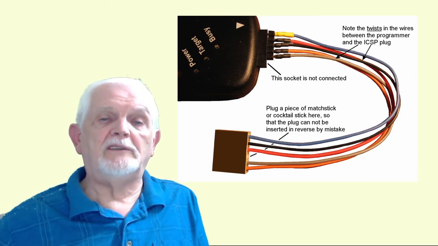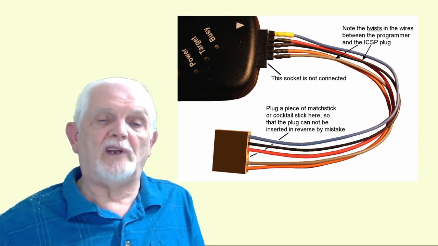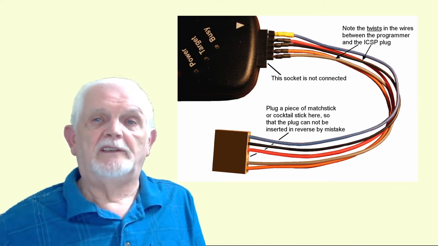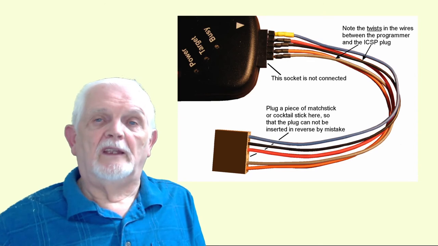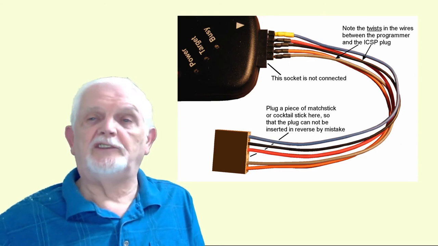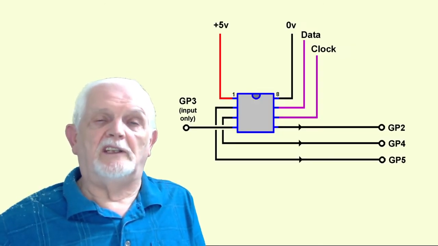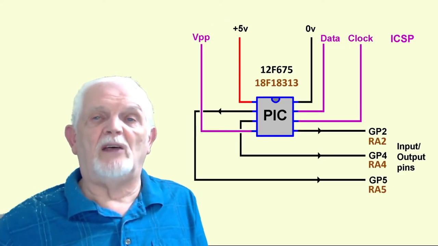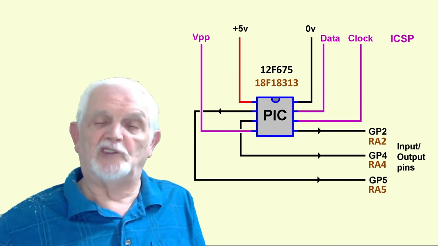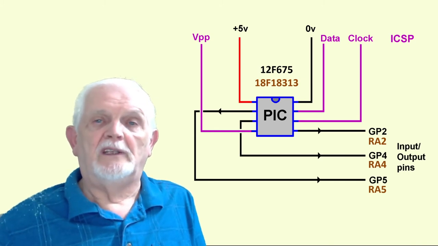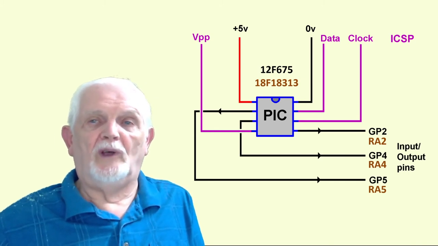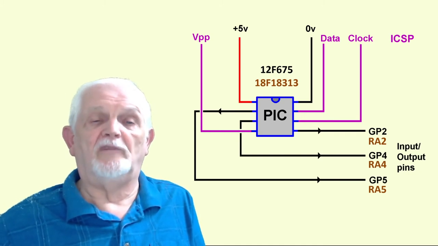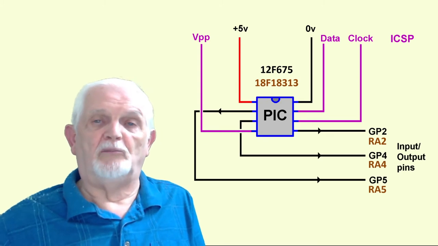There's the programmer, the cable that goes between the programmer, which is the PICkit programmer, and the chip itself. It's got 5 connections. As you would expect, there's the 3 purple ones which are used for the programming, and of course the 5 volts and the 0 volts make up the 5 pins. You have to power the chip while you're programming it, and the power comes from, or can come from, the PICkit programmer.